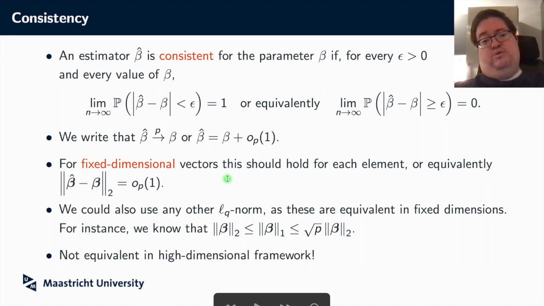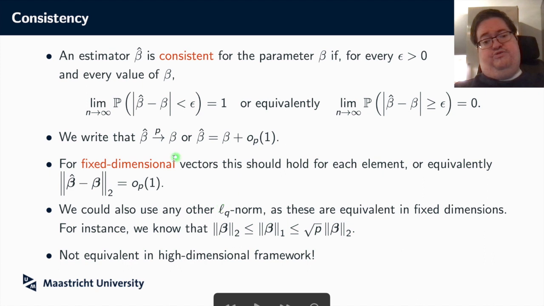Now, we will need to extend that to vectors, because we don't have one parameter and one estimator, we have a whole vector of them. In standard asymptotics, this is no problem whatsoever, because we can just look at each element separately. If each element converges to its respective parameter, then the whole vector will also converge, no matter how we measure it. For instance, we can take the L2 norm of the vector, the L1 norm, or the L infinity norm. They're all equivalent. If every element in that vector converges in probability to the limit, then the whole vector will also converge to the limit.